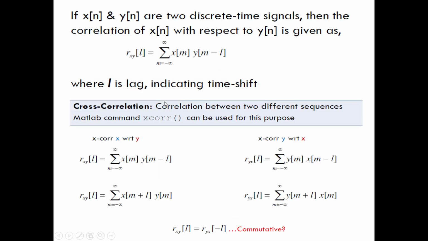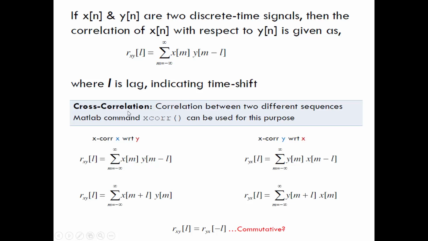Now one more term is left in the basics of signals and systems, which is correlation. Now if xn and yn are two discrete time signals, then the correlation of xn with respect to yn is given as rxy. So this is the correlation coefficient of x and y sequences, and index L is the lag indicating time shift. So it will be equal to xm into ym minus L, right?